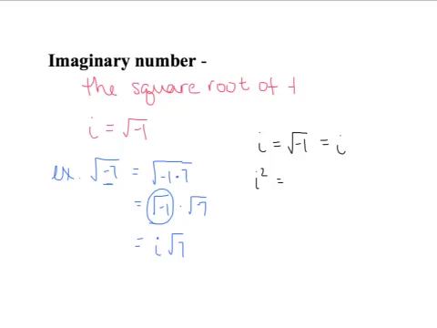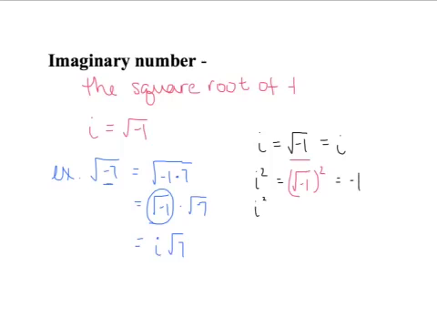Alright, so I'm going to go up above here and I'm going to square i. So I have the square root of negative 1, but I want to square that. So that really becomes, whoops, let me find my eraser. So that really becomes, when you square something that's underneath the square root, the squaring and the square root are inverses. So you're really left with just negative 1.